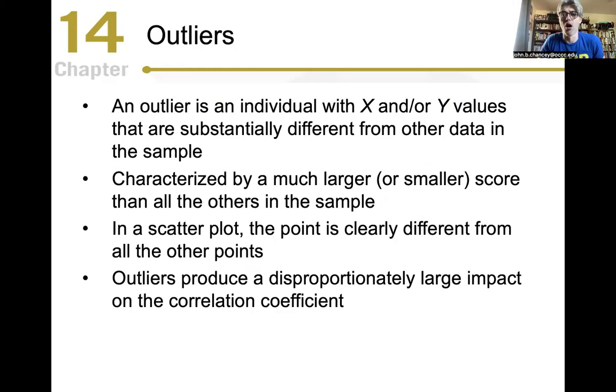Another thing that affects our value for R is outliers. These are data, whether X and Y values or both, that differ from our sample data, meaning they really stick out like a sore thumb, so to speak. Typically these are defined by being much larger or smaller scores than the rest of the sample, and they clearly stick out in a scatter plot. And one way or the other, they can impact that correlation coefficient of R.